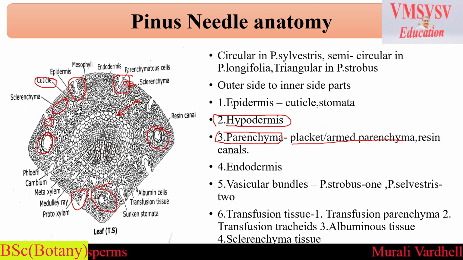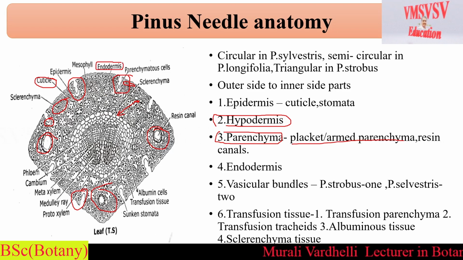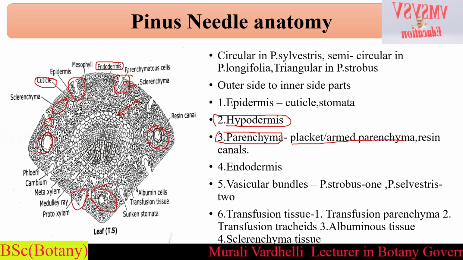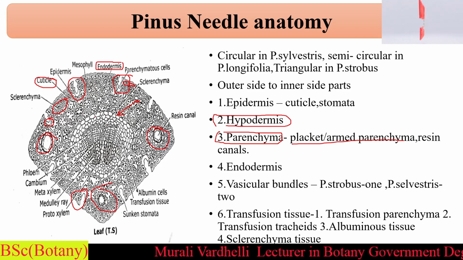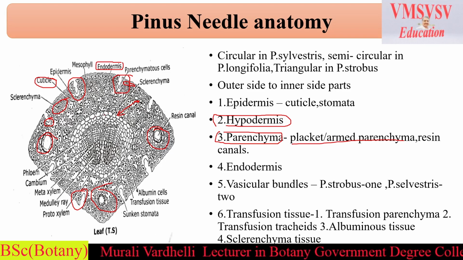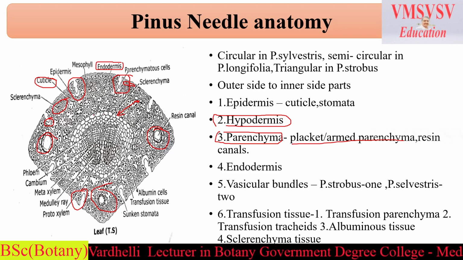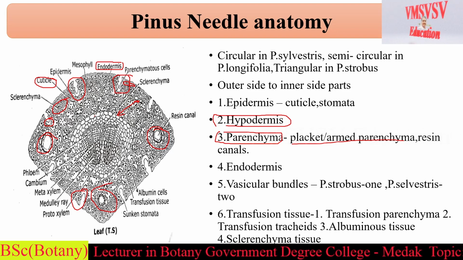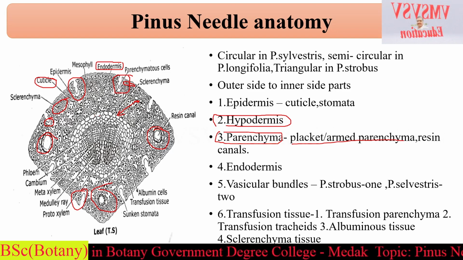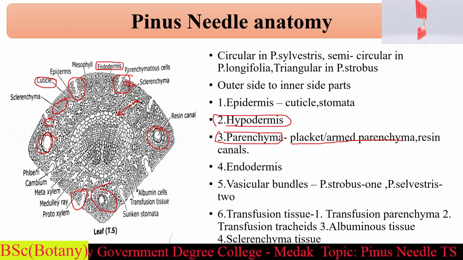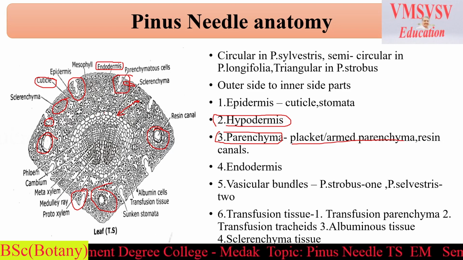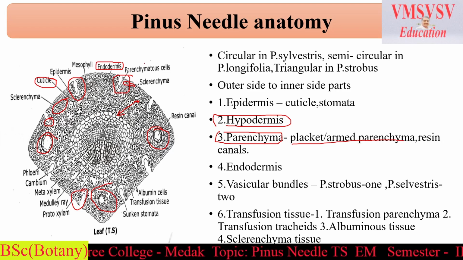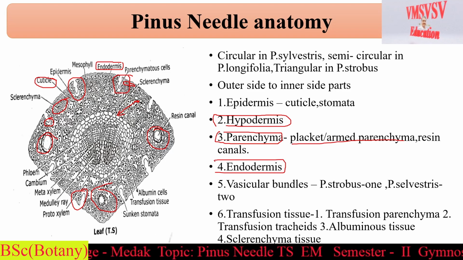Next part is endodermis. What is endodermis? On the inner side of the plicate or armed parenchyma, or mesophyll, the last layer in the Pinus needle is the endodermis. It is made up of a single cell layer. Cells have Casparian strips. This part is called the endodermis part.